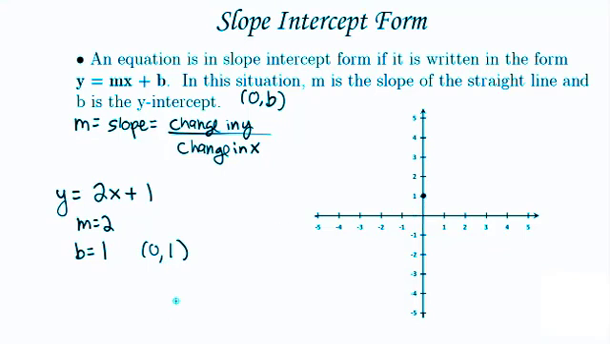Now, if I wanted to graph this line, I have one point and I have the slope. And the slope equals the change in y over the change in x. I could look at this as being 2 over 1. So I'm going to increase y by 2 and increase x by 1, which will give me the point 1, 3 as my next point.